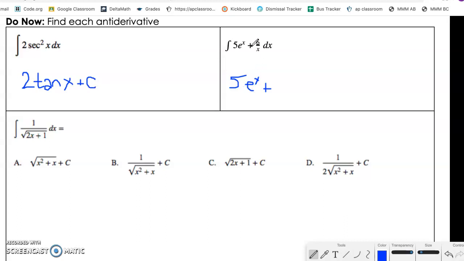5e to the x, and then this is going to be, so 6 over x, this is the same as 6x to the negative 1. Remember, the one exception for doing the reverse power rule is if our exponent's a negative 1, and in that case, the antiderivative is just going to be ln of the absolute value of x plus c.